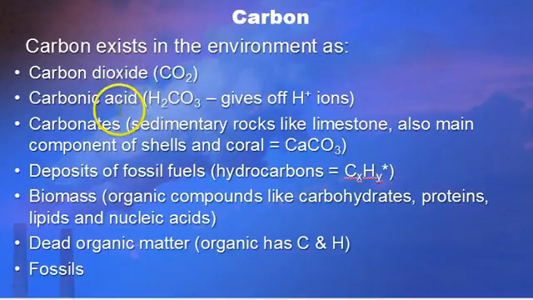Then you have carbonic acid, and we're going to see that this is actually what forms when you have carbon dioxide mixing with water. It reacts and it forms carbonic acid, and this gives off those H plus ions. And if you think back to biology, that's actually what makes something acidic, is those hydrogen ions. You should be seeing that in chemistry as well. So these hydrogen ions make this a weak acid, and that's a form that can be found especially in the oceans.